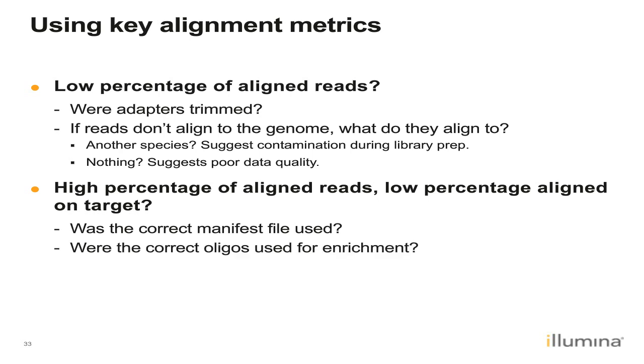Say you did use the correct manifest. We would also want to check upstream if the correct oligos or probes were used for enrichment. If a lab is running lots of different panels, it's always possible to accidentally grab the wrong set of oligos and enrich for something else unintentionally. And lastly, if all of those are correct, we have the correct probes and the correct manifest, there could be an issue with the enrichment step, perhaps during the pull down or washing steps, where things weren't efficiently separated out from the bulk sample. And so we still have a lot of leftover reads not within our target region.